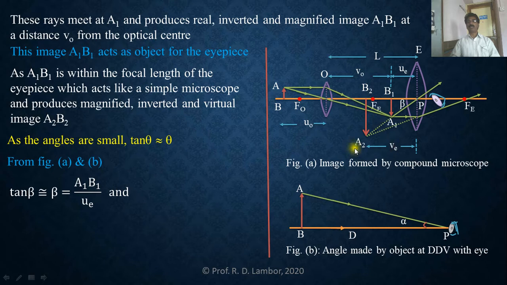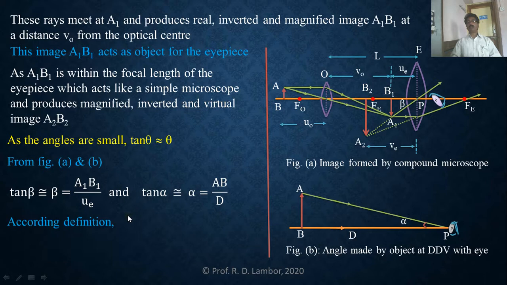From figure A, tan beta is nearly equal to beta, which is equal to opposite side upon adjacent side. And from figure B, we can find tan alpha. See here, tan alpha is equal to alpha, once again opposite side upon adjacent side. So using the two values of visual angle, we can find the magnifying power of the compound microscope.